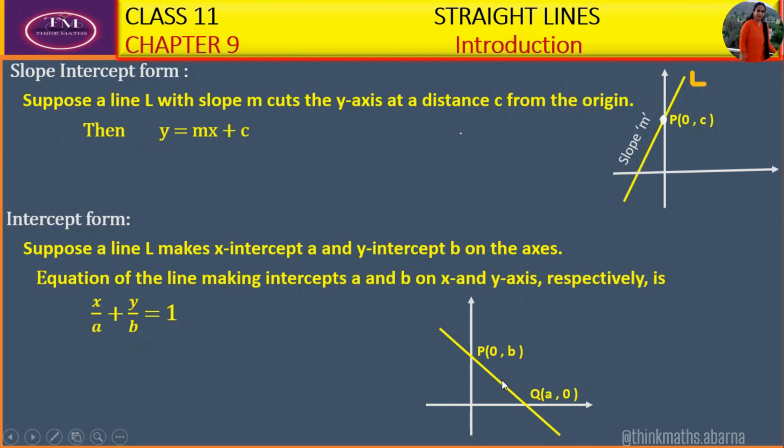Suppose the slope is not known, but you know the intercept of the x-axis and the intercept of the y-axis, then you can use this equation to find the equation of the line. If you know the slope and the intercept at the y-axis, then you can use y equals mx plus c to get the equation of the line. Clear? So just remember all these formulas.